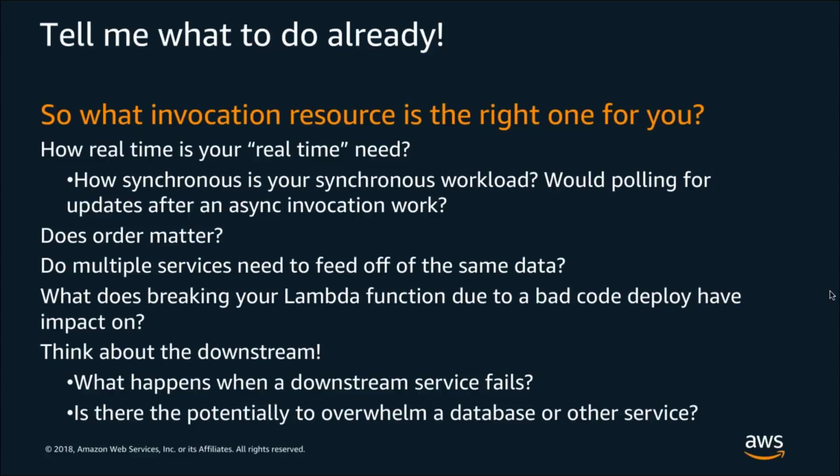Another thing to think about is, does order matter? Some of these services are going to give you requests in order. Again, Kinesis is going to order data that's come into a given shard. SNS again makes best effort to provide data in order. However, SQS does not. And so that is something you'd have to think about.